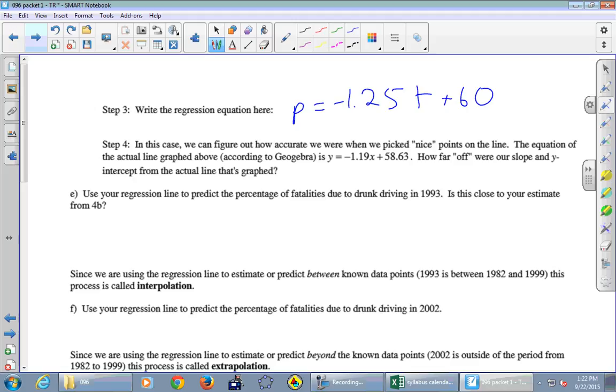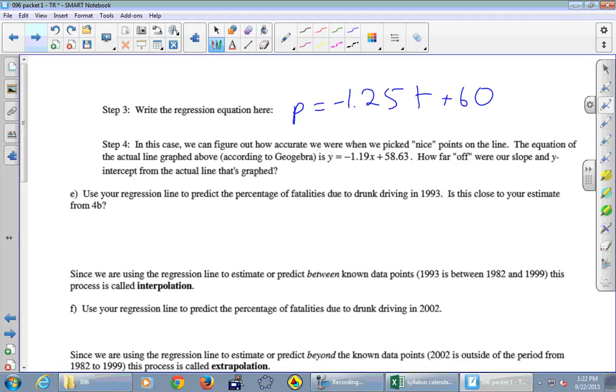So were we good? Yeah, negative 1.19, how far is that from what we said? 0.06, that feels pretty good to me. 58.6 compared to the 60, 1.4, 1.5, that seems okay to me as well.